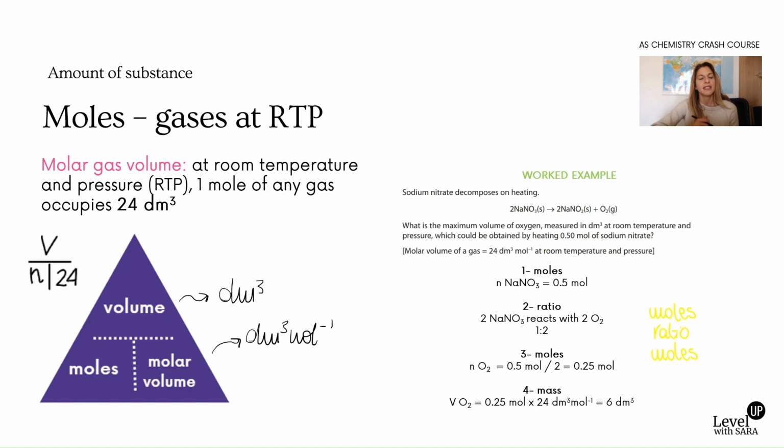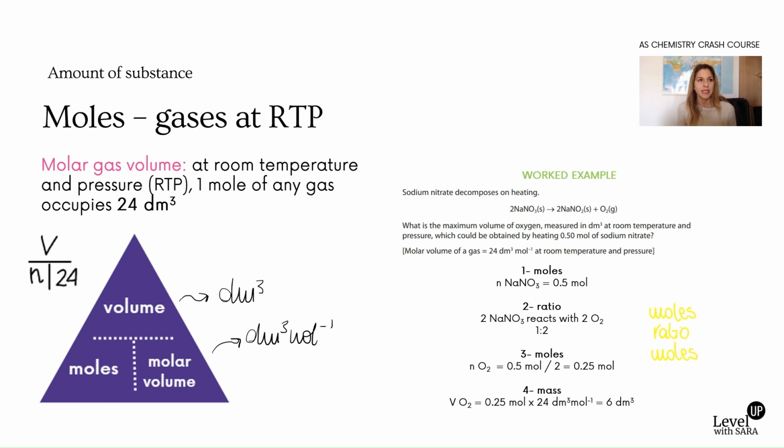Now the next equation. We're talking about gas. This is a kind of concentration unit, but it's called molar gas volume. What this gas law tells us is that at room temperature and pressure, 1 mole of any gas occupies 24 decimeters cube. So the molar gas volume is 24 decimeters cube per mole. What that means is that each mole occupies that volume.